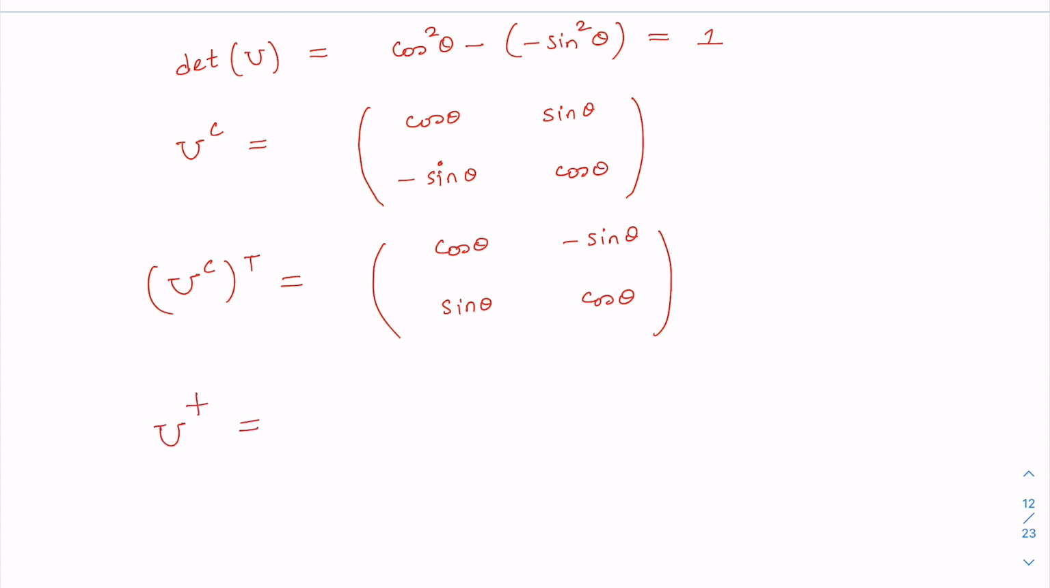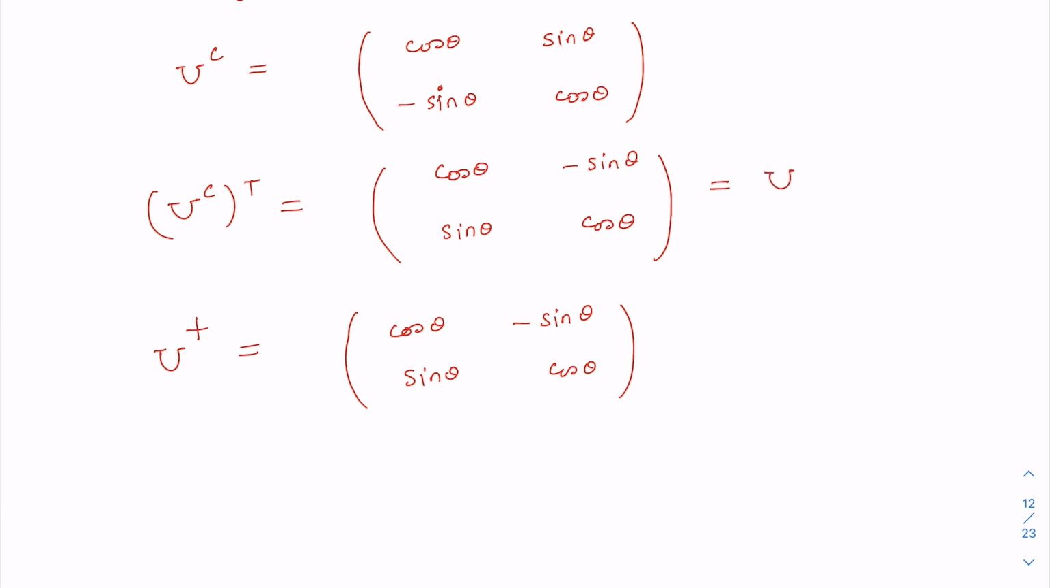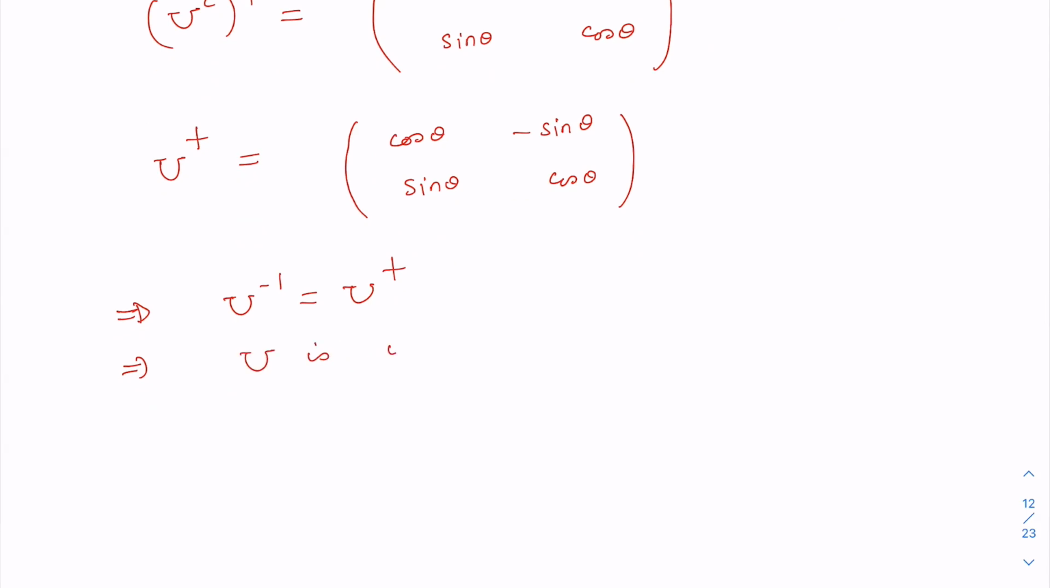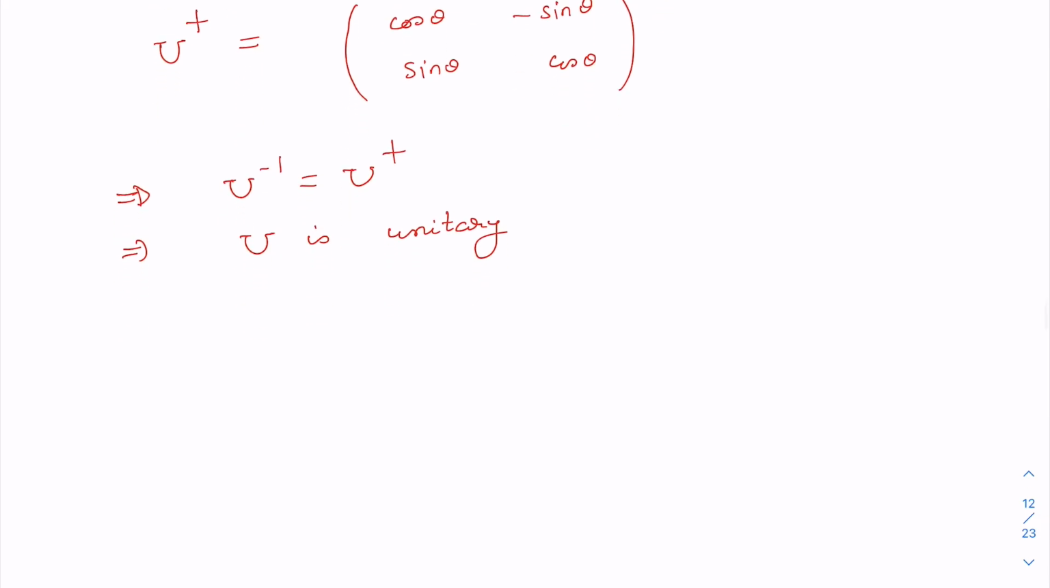What about U dagger? You take the Hermitian conjugate and then you just take the transpose. So this would be simply cos theta, minus sine theta, cos theta. So as you can see, U inverse is equal to U dagger, which clearly shows that U is unitary. Alright, now second part B, let us find out the eigenvalues of U.